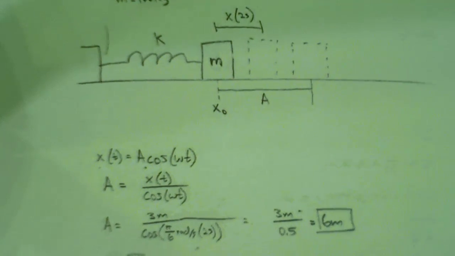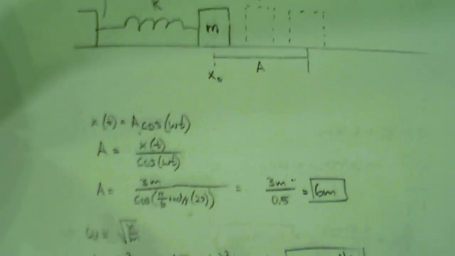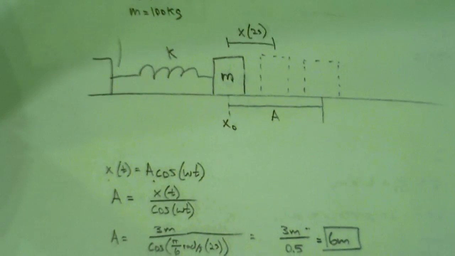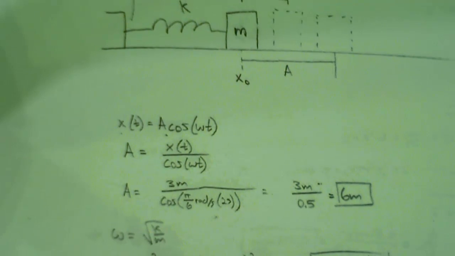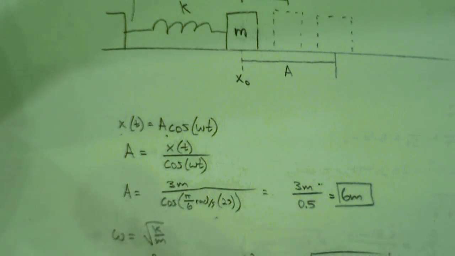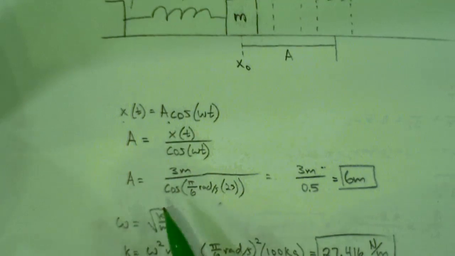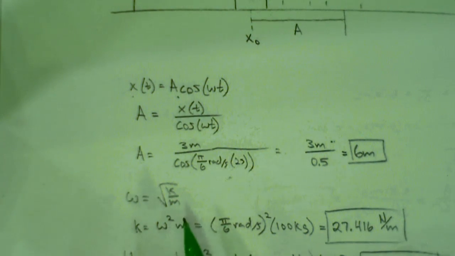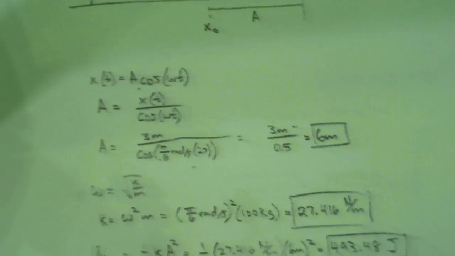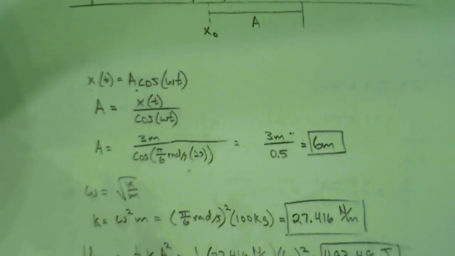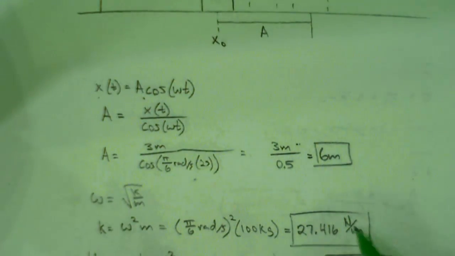No? All right. So then the second part is to find the spring constant. And the way we can do that is omega equals the square root of k over m, which is another formula given to you. We're given mass, we're given omega, so we can solve for k. So k is equal to omega squared times m. We have pi over 6 squared times the mass, 100 kilograms. Then when we calculate that, we get 27.416 newtons per meter. All right. So that's the spring constant.